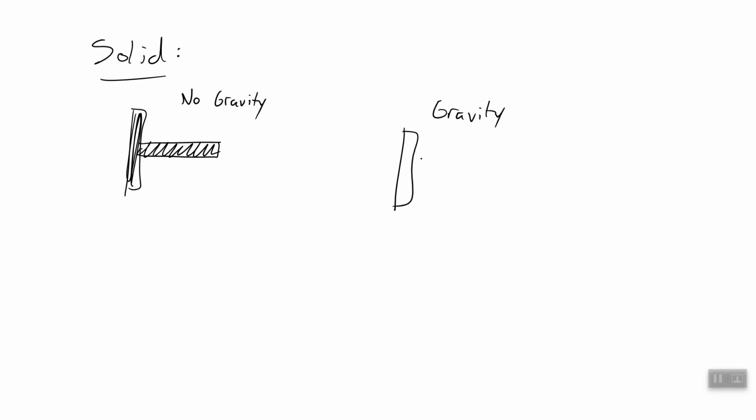So here's a solid. We're going to draw it as like a cantilevered beam, because I feel like that's what they're always doing in those solid mechanics classes. So let's say this is a beam where we've got no gravity. So there's nothing pulling it down, right? Now we're going to apply gravity to this beam, and it is going to deflect, right? That's what happens if we apply a force to the end. Then our beam is going to deflect a little bit.